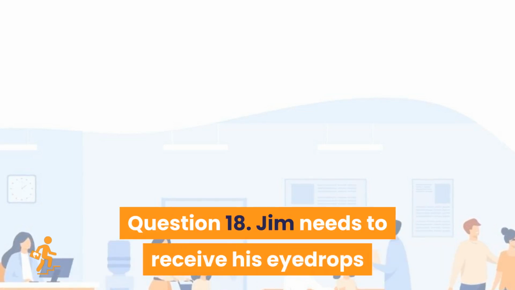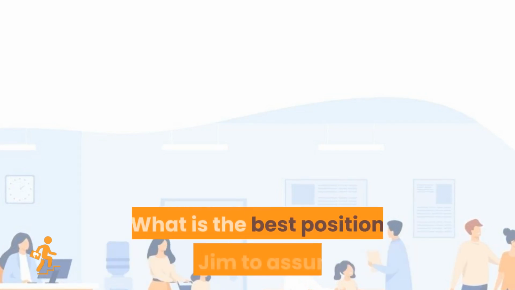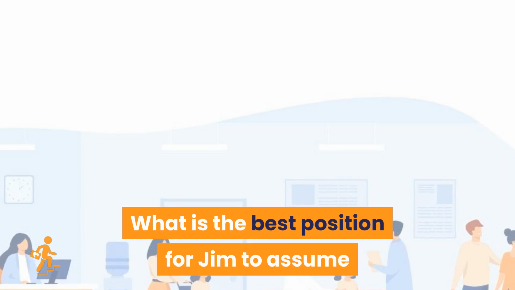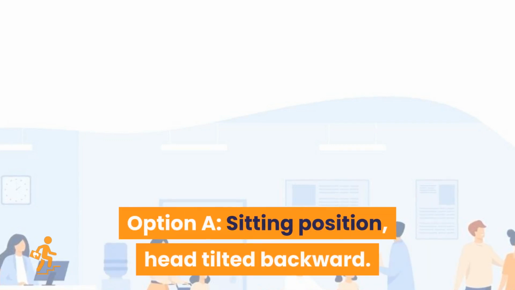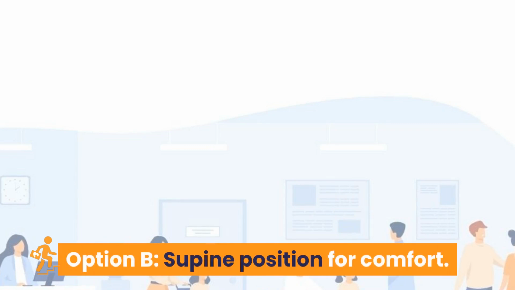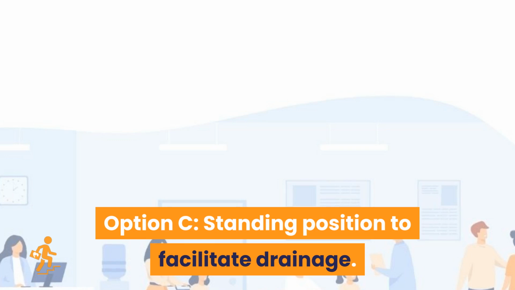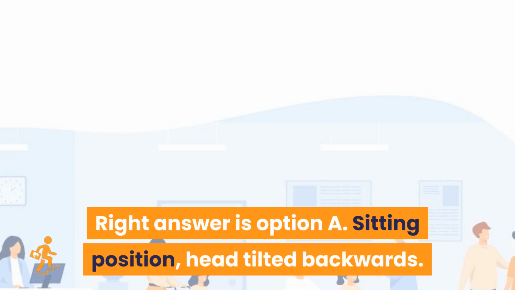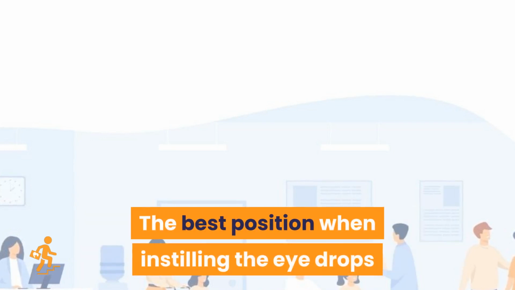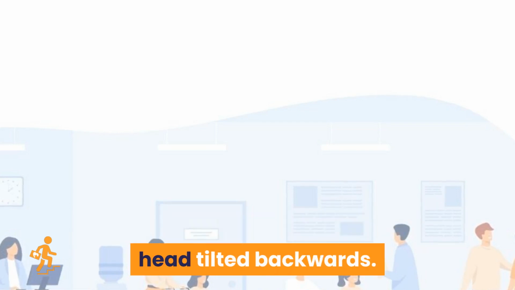Question 18. Jim needs to receive his eye drops after his cataract operation. What is the best position for Jim to assume when instilling the eye drops? Option A, sitting position, head tilted backward. Option B, supine position for comfort. Option C, standing position to facilitate drainage. Option D, recovery position. Right answer is option A. Sitting position, head tilted backwards. The best position when instilling the eye drops after cataract operation is the sitting position, head tilted backwards.